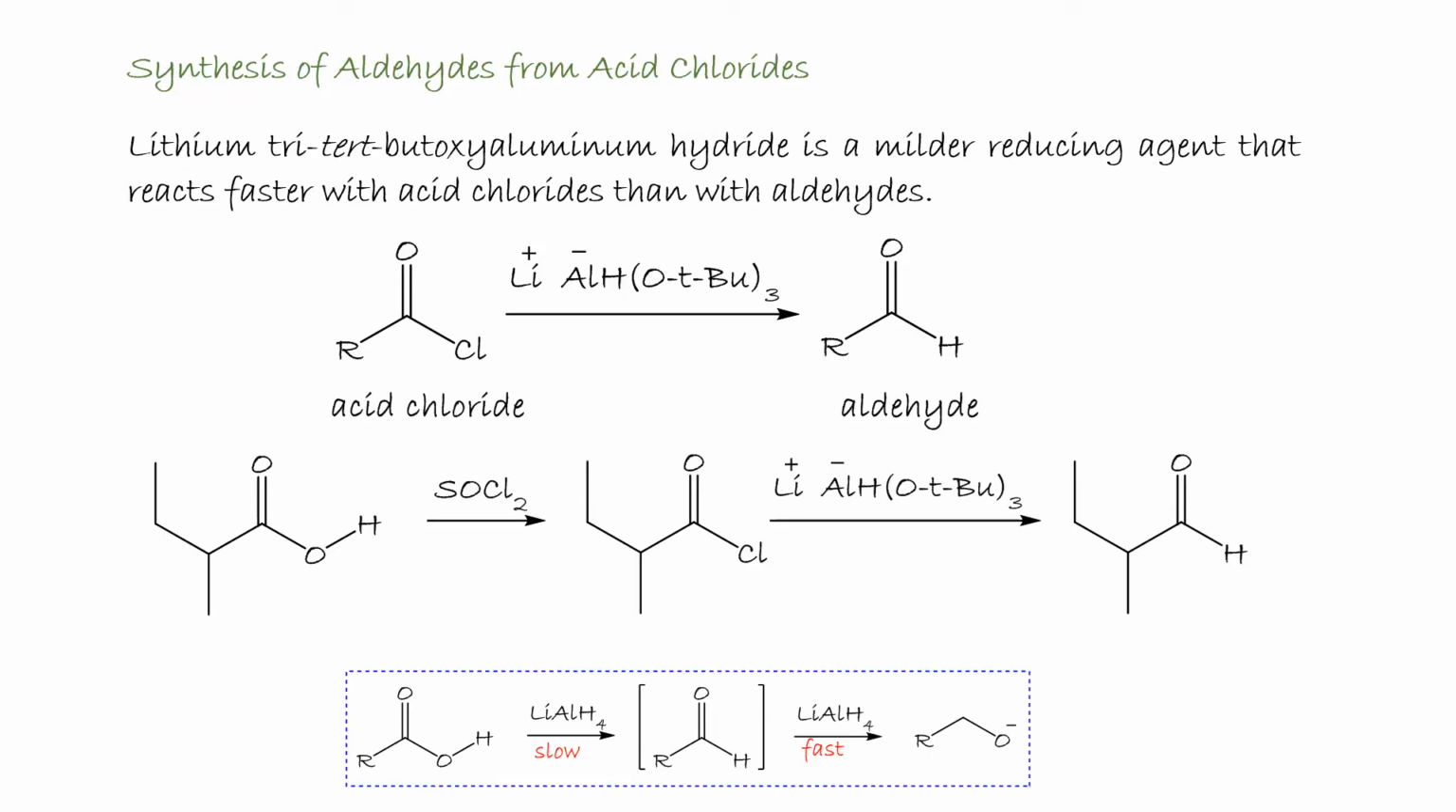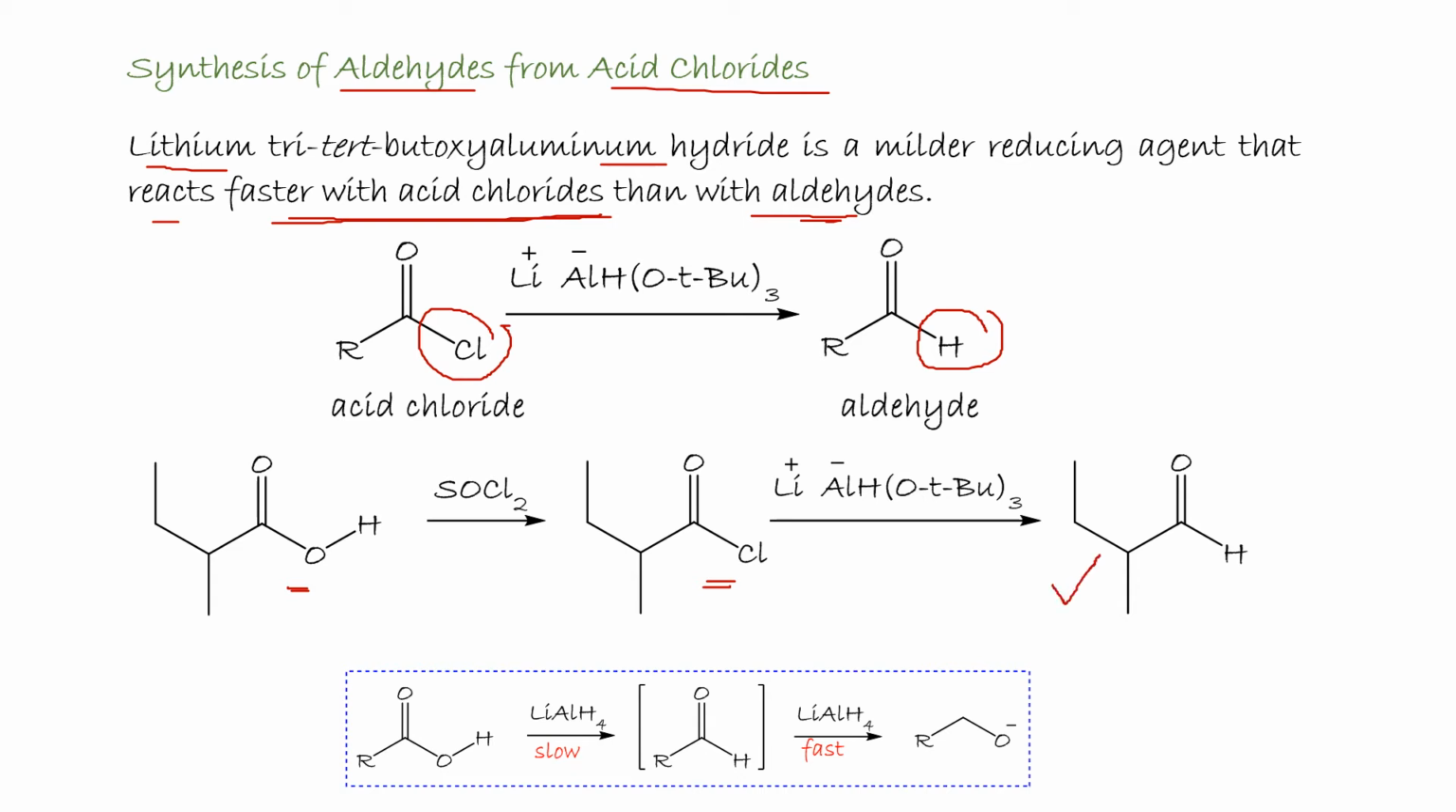Synthesis of aldehydes from acid chloride. You replace Cl with H. To do that, you use lithium tri-tertiary butoxy aluminum hydride. It's a milder reducing agent, reacts fast with acid chloride, faster than with aldehyde. So you take the acid, react it with thionyl chloride to form the acid chloride, treat that with lithium tri-tertiary butoxy aluminum hydride, and you get the aldehyde.